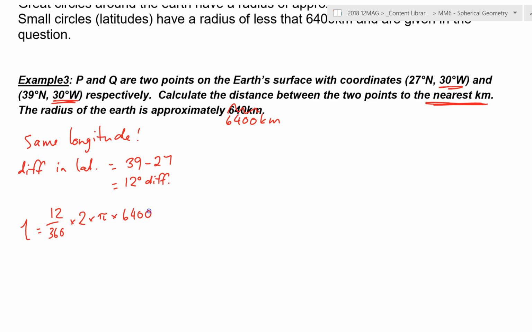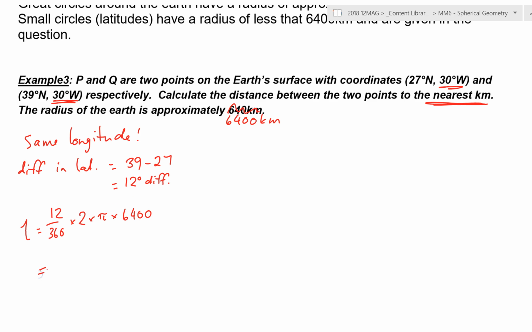Now sometimes when I'm working these out, I don't use the 2 and the 6,400. I just keep those together and say it's 12,800, right? So that will be theta over 360 times pi times 12,800, because it's always the 2 and it's always 6,400. Anyway, that's the way the formula is given to you, theta on 360 times 2 pi r. That's how we work it out.